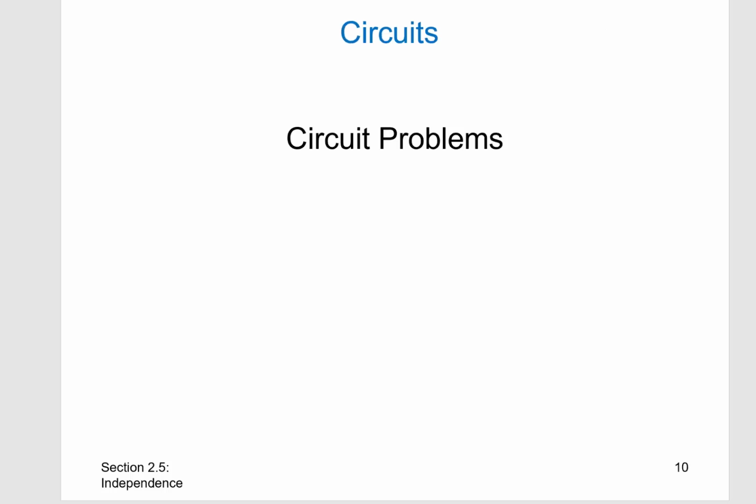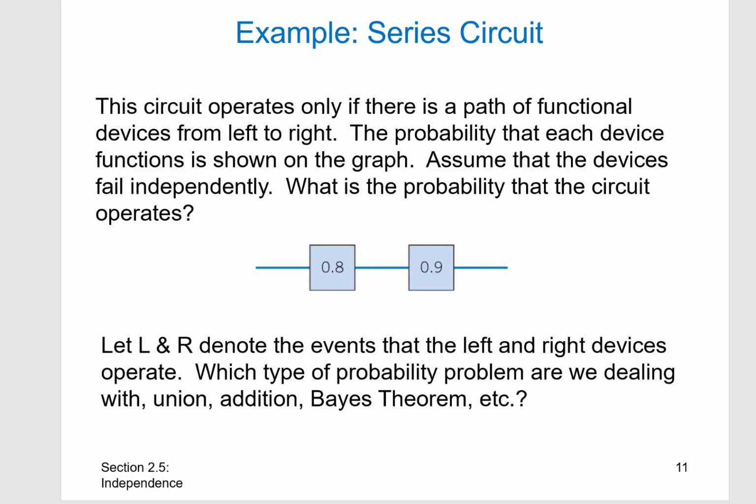So let's look at a specific use of independence. We're going to look at what's called circuit problems. Now we're going to look at the circuit operates only if there's a path of functional devices from left to right. So from this way to this way.